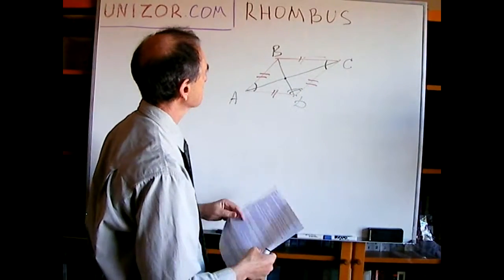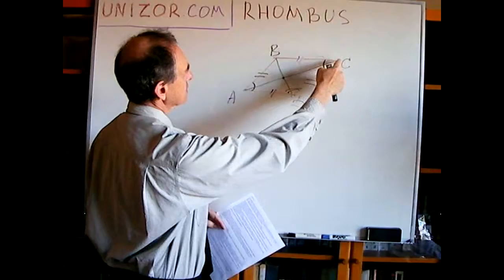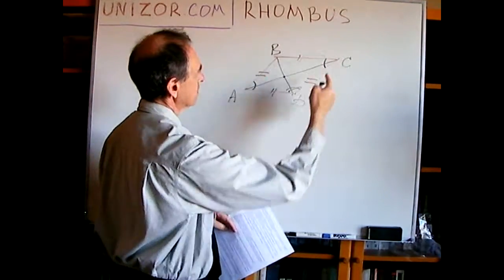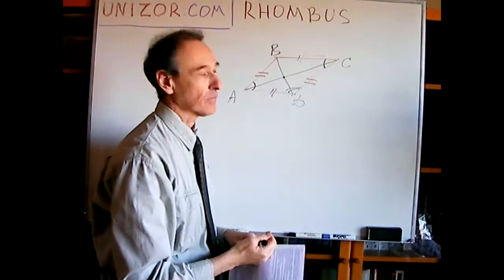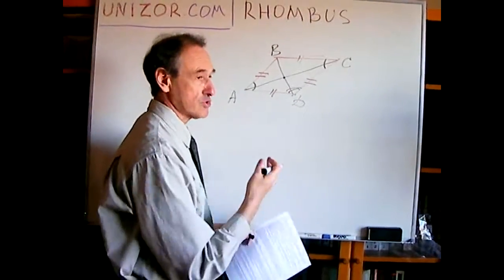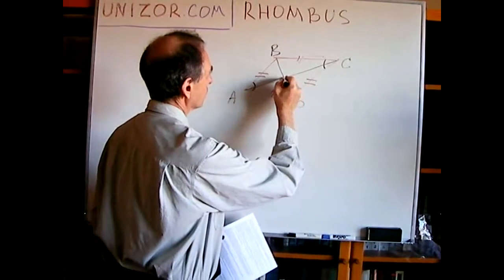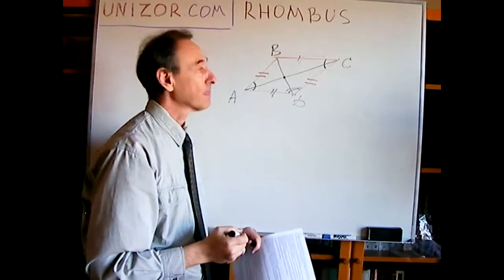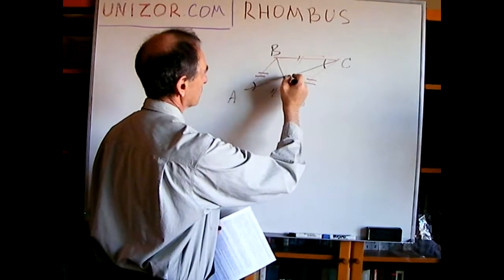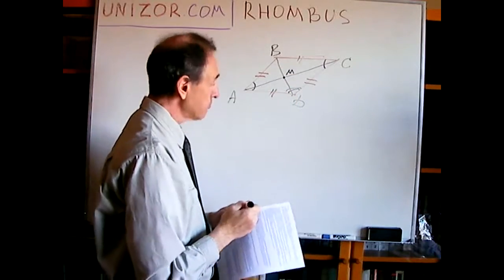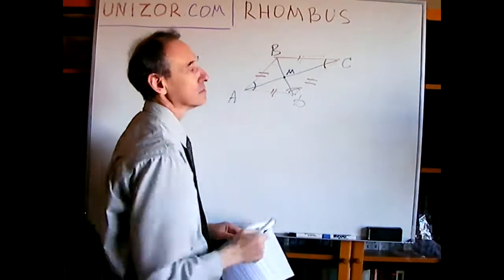Since it's a rhombus, sides AB and BC are equal to each other, which means ABC is an equilateral triangle. Now, from the properties of the parallelogram, which I was just repeating, we know that this is the midpoint of diagonal AC. Let's put this point M, which means BM is a median of triangle ABC.